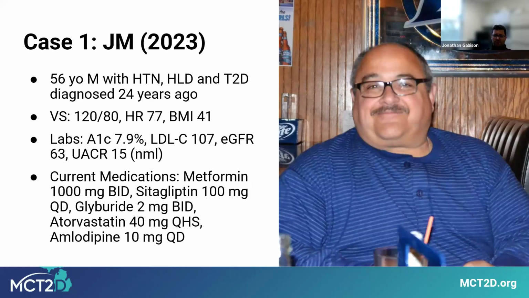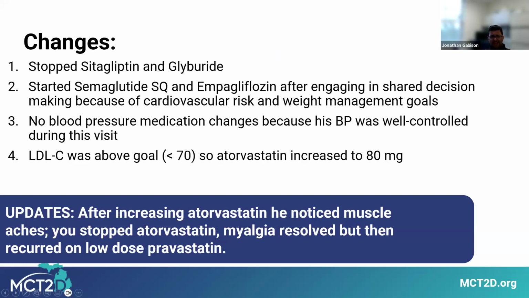He was taking metformin, glyburide, which is a sulfonylurea, and sitagliptin, which is a DPP-4 inhibitor, for his diabetes. He was on atorvastatin for his hyperlipidemia, and amlodipine for his blood pressure. At that time, we decided to stop his sitagliptin and glyburide, and we started semaglutide to lower his cardiovascular risk and help support him in his weight loss goals. We started empagliflozin in thinking about glycemic goals and cardiovascular risk reduction and his eGFR.